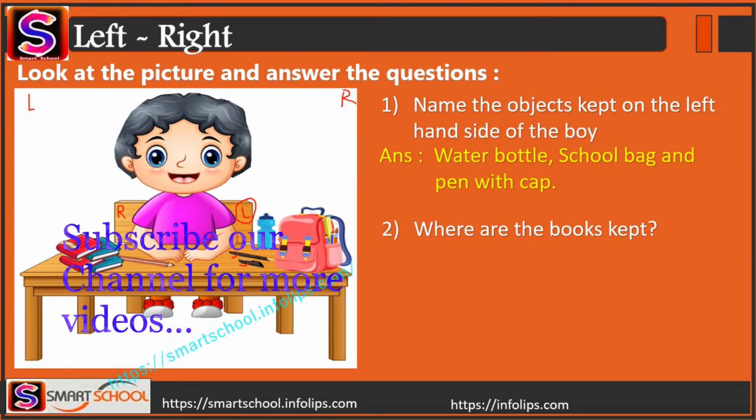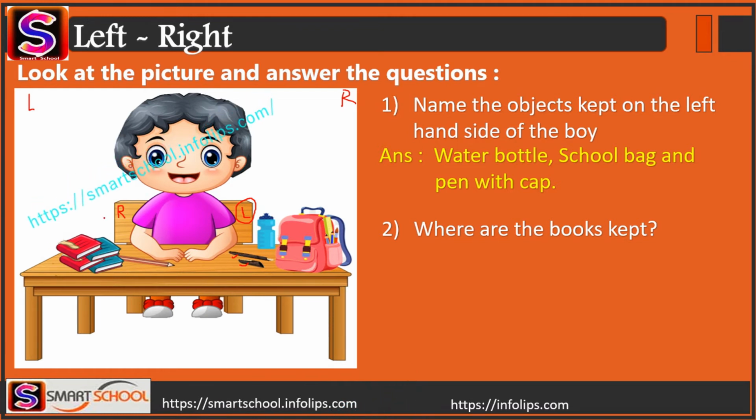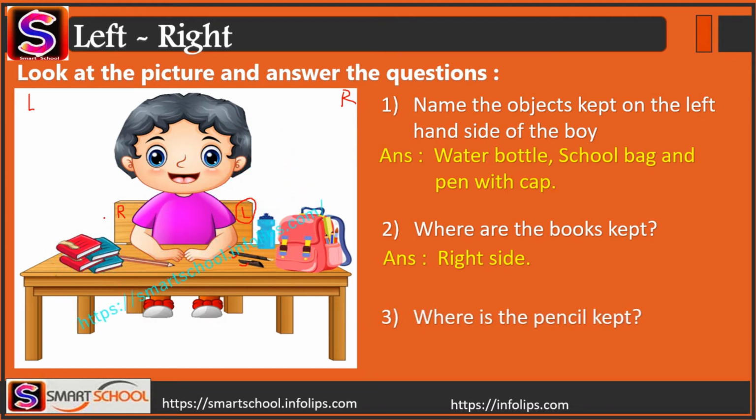Okay, let's see the next question. Where are the books kept? So tell me, where are the books? So the books are on the right side of the boy. Yes, the books are kept on the right side of the boy. Let's see the next question. Where is the pencil kept? See here, the pencil is this. So where is it kept? Again it is on the right side of the boy. The pencil is kept on the right side of the boy. Okay, now you understand?